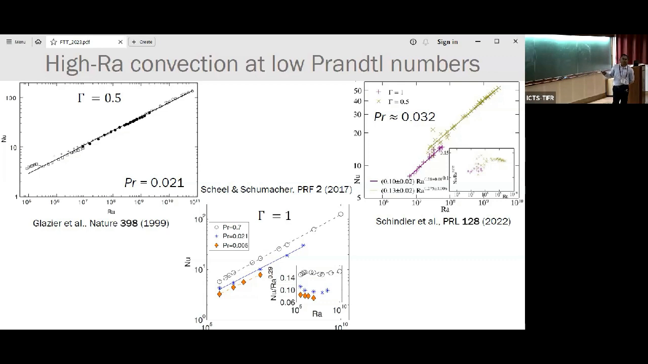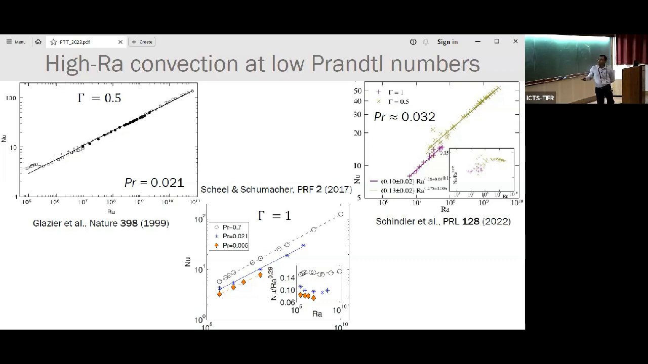Yeah, some of the recent experiments by Schindler and Jörg were also involved here. They also went up to a Rayleigh number of 10 to the 9 or so in two different cells, gamma 1 and gamma half. So again, a similar scaling law. And this is an aspect ratio 1 cell with numerical simulations by Jörg Schumacher and Janet Scheel. They explored Prandtl numbers of 0.021 and 0.005, which corresponds to liquid sodium.